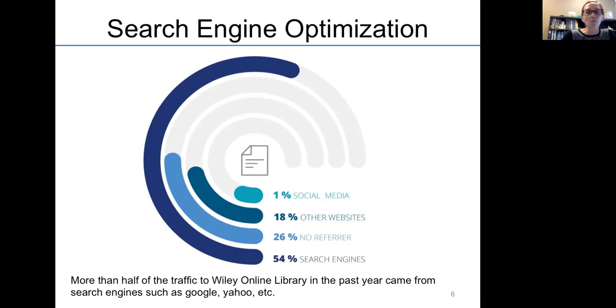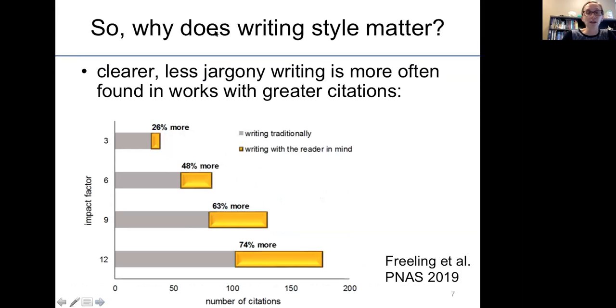And so over half of the visits to the Wiley online library come ultimately from a search engine search, as opposed to something like PubMed or Web of Science or a database like that. So researchers are really using search engines to also look for papers. So one way to think about your papers being effective is to have them optimized so that they are easily found online.